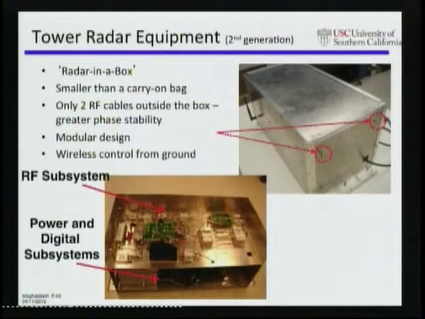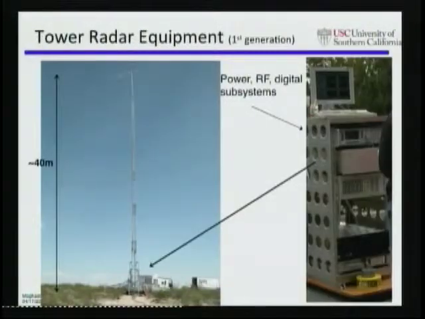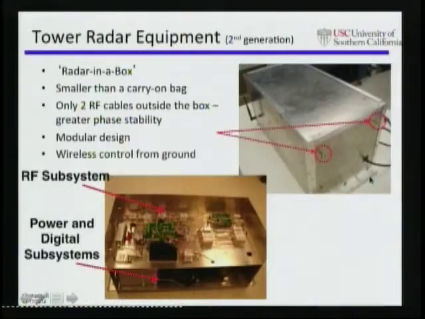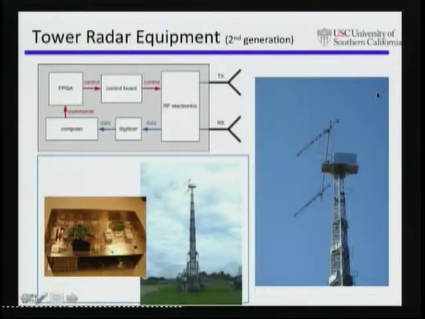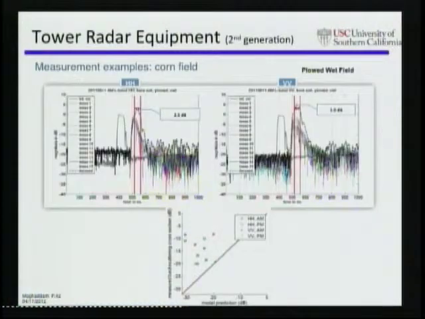Now, the second generation is a little better in the sense that it's more compact. If you remember, let me go back here. Remember this instrument rack, which was very inconvenient. We have reduced that now to a small carry-on size box, basically. And this now doesn't sit on the ground, but it actually sits on top of the tower. It's small enough that we could put it on top of the tower. That makes it much more user-friendly in the field. And the picture down there is from Florida. We just did an experiment there.